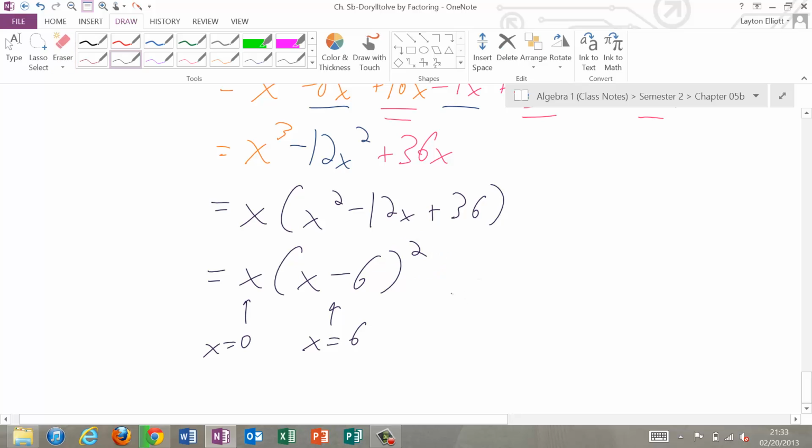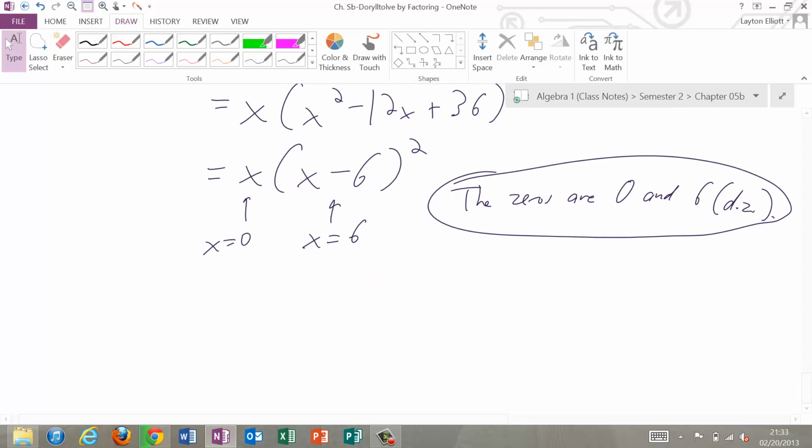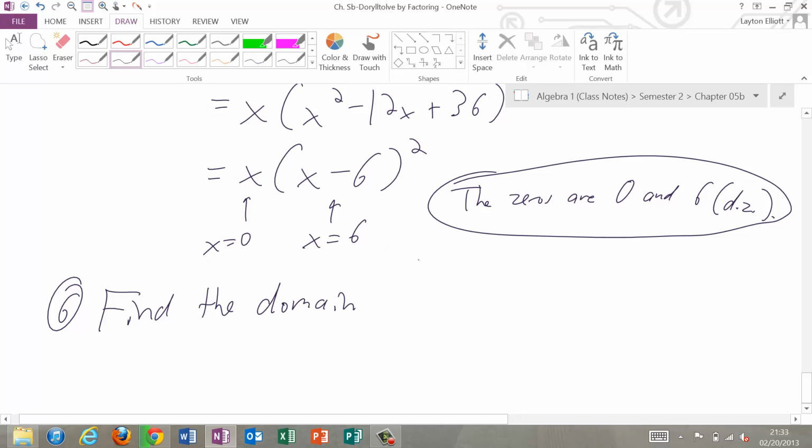So we say the zeros are 0 and 6. And I'll put a parentheses dz for double 0, because that's the context that the question was asked in. Okay, lastly, number 6. Find the domain. And the domain means all possible x's.